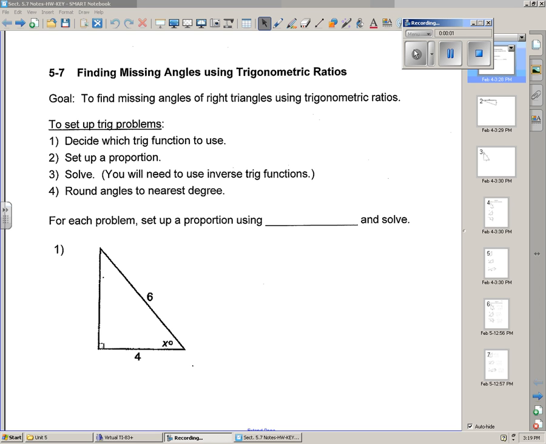Okay, so this particular lesson is going to be finding missing angles using the trig ratios. Yesterday's lesson was finding missing sides. Today's going to be finding missing angles. So the idea is you still need to decide which trig function to use. You still set up a proportion. And then when you solve, you're going to have to use the inverse trig function.